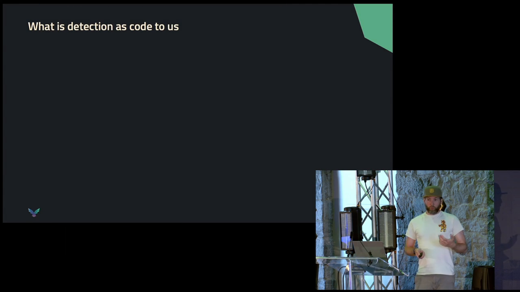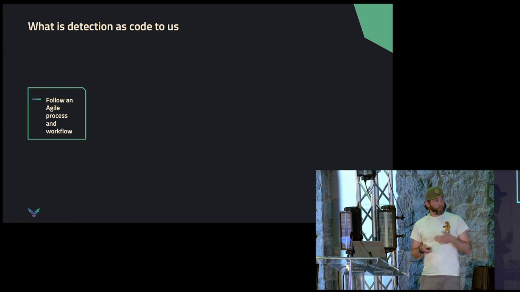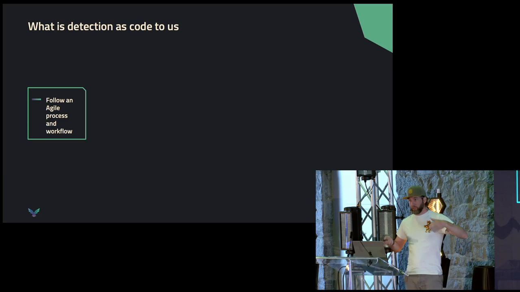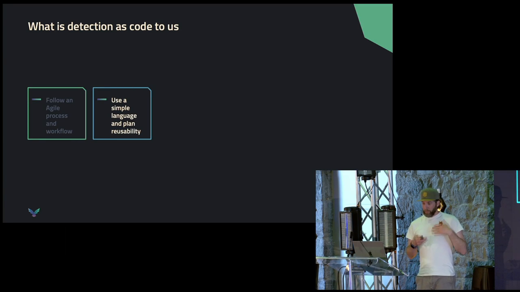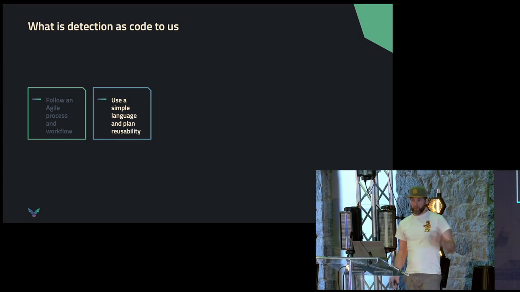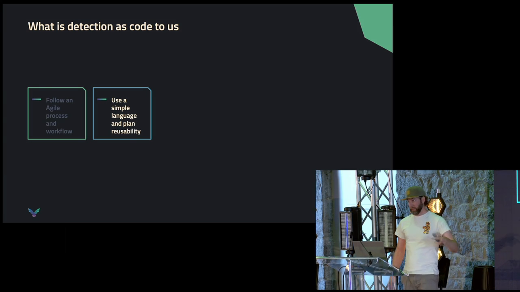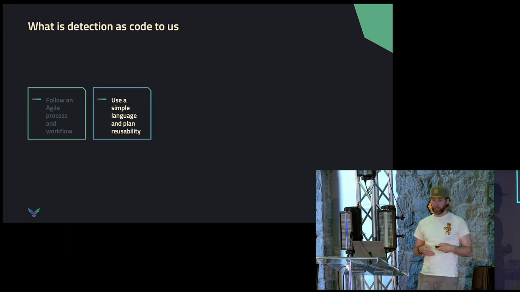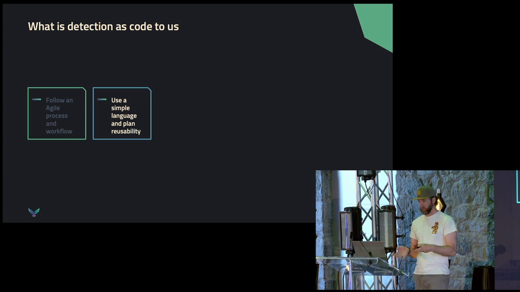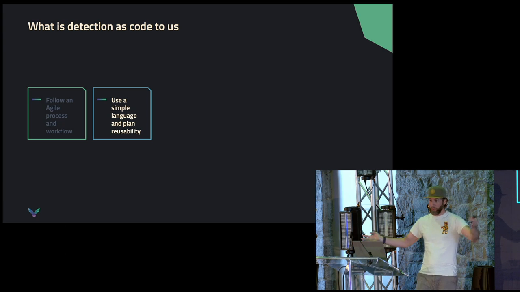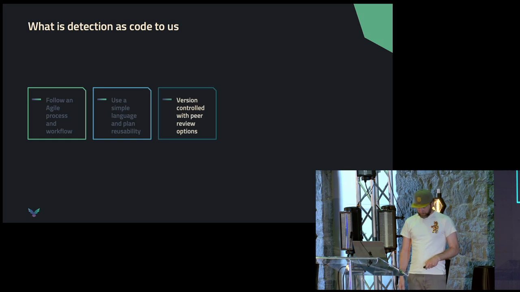So detection as code to us, as Falcon Force, but basically most of the community will probably follow a similar thing, is we follow an agile process just to keep everything organized. We use a simple language as a markup language for all of our detection logic. And we plan for reusability. And this is very important to us because we provide a service as consultants. But even in an internal organization, you might have multiple levels of detections running in different environments. Or you did an acquisition and you can't merge your SIEMs yet, so you have to deploy it on two places, and you don't want to copy-paste everything.